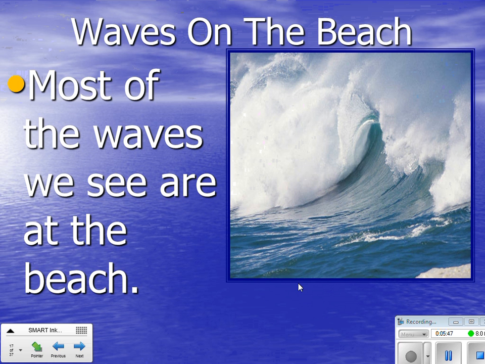Most of the waves we see are at the beach, but these aren't necessarily called waves. They're called breakers when you see them doing this as they come up along the shore and they break and they fall over.